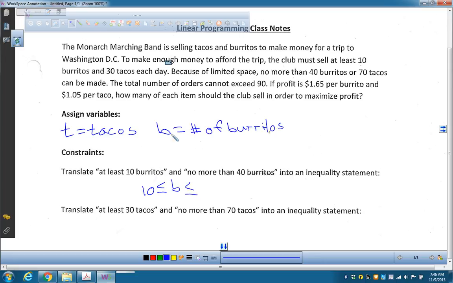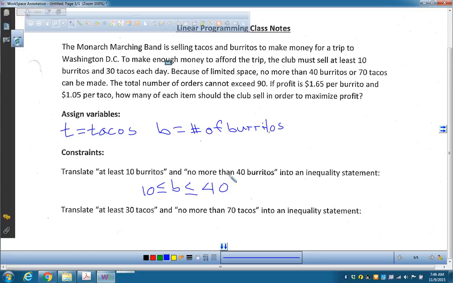and less than or equal to, now you got to have no more than 40. Okay? That's how you would translate it. There's at least 10 burritos and no more than 40 burritos, right?